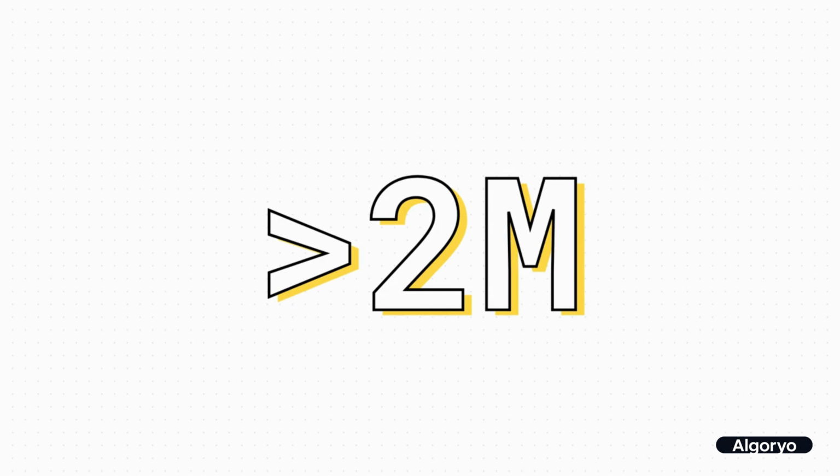NPM hosts over 2 million of these free, reusable packages. 2 million. That's just wild. It means that whatever problem you're trying to solve, there's a really, really good chance somebody has already built a package to help you do it.